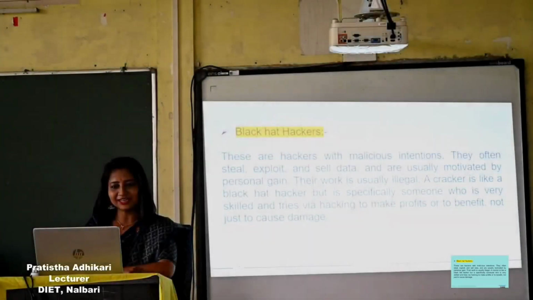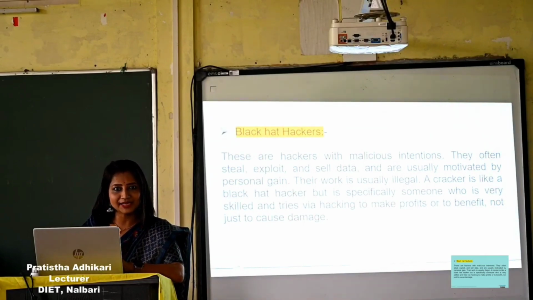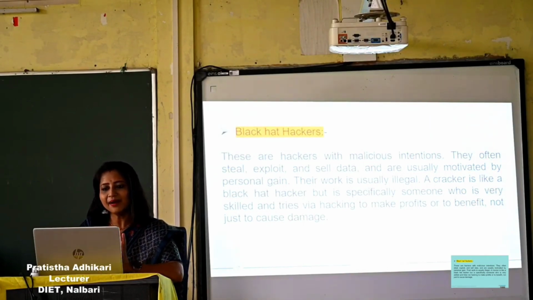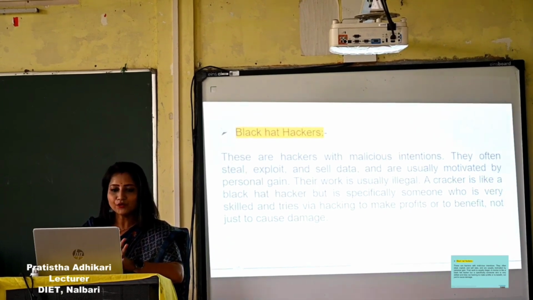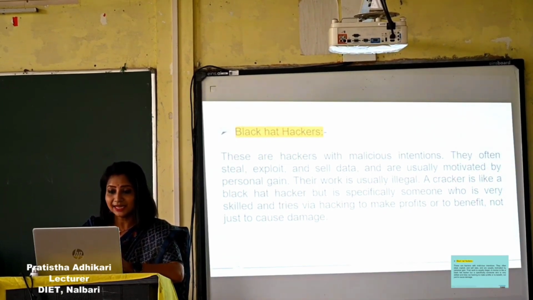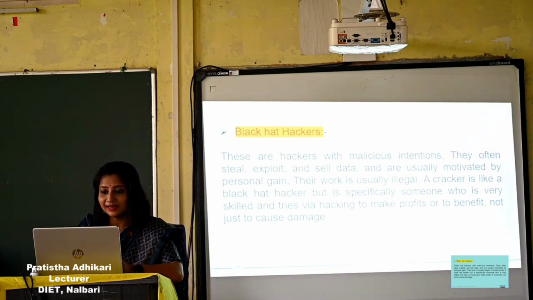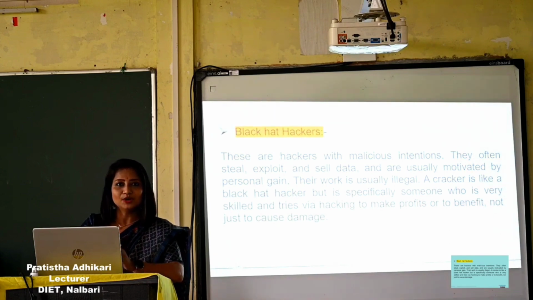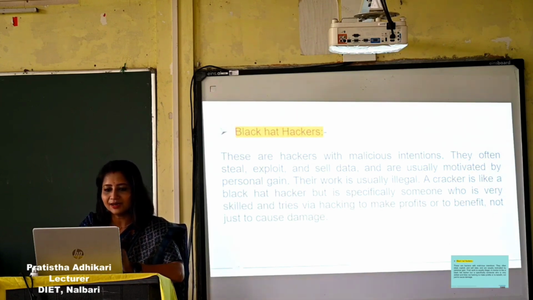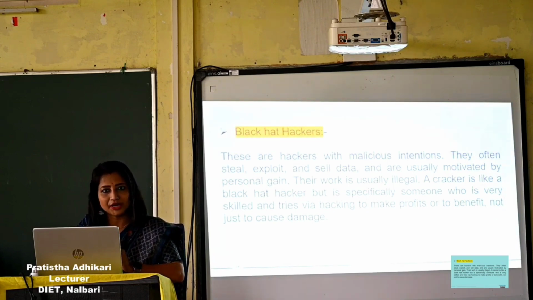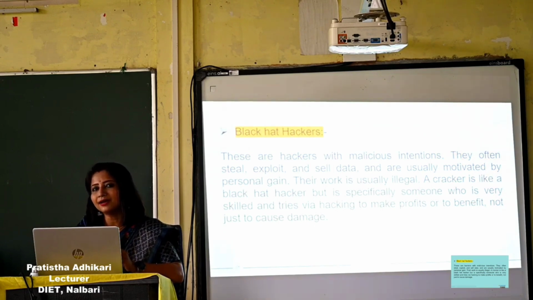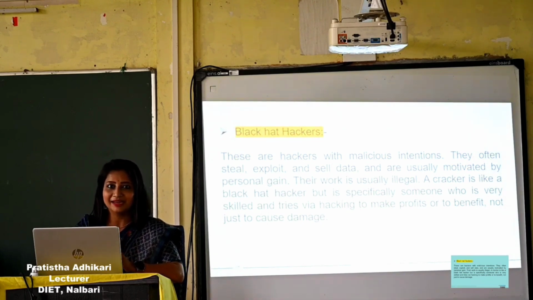Now let us have a look at the next type of hacker. These are called the black hat hackers. Now what are black hat hackers? They are hackers with malicious intentions. They often steal or exploit and sell data and are usually motivated by personal gain. Their work is usually illegal. So what do the black hat hackers do? They steal or exploit data from any organization or any system and they use it for their own personal gain. So basically the black hat hackers' work is illegal, and we can term them as bad hackers.